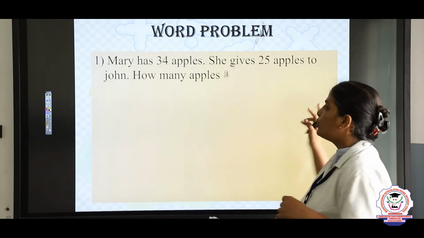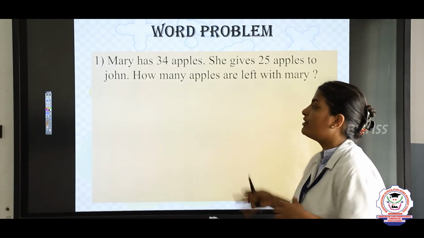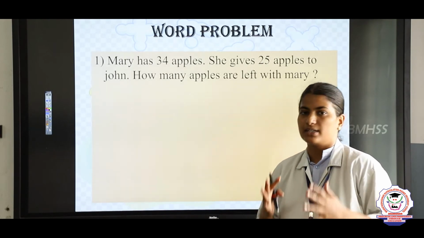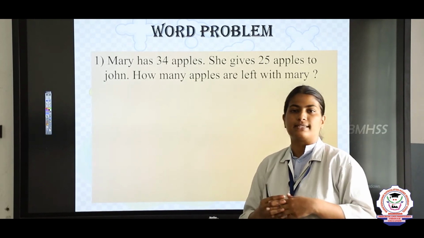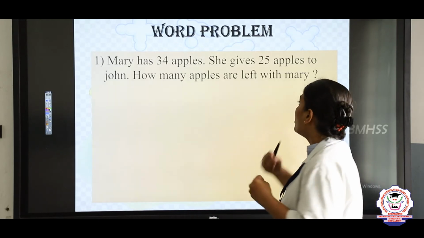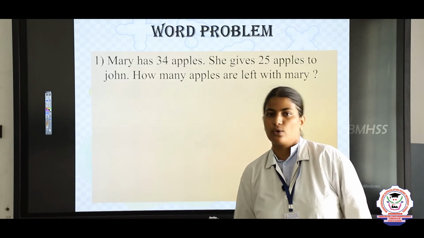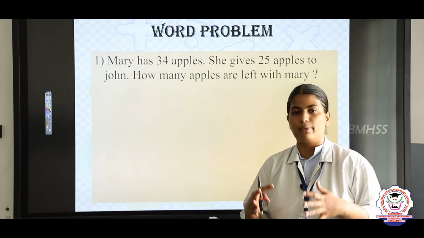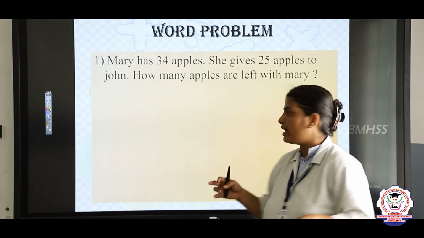She gives 25 apples to John. How many apples are left with Mary now? So Mary is a girl, she is having how many apples? She is having 34 apples and she is giving 25 apples to John, to her friend. Okay, so she is giving her 25 apples to John. Let's find out how many apples are with her now.